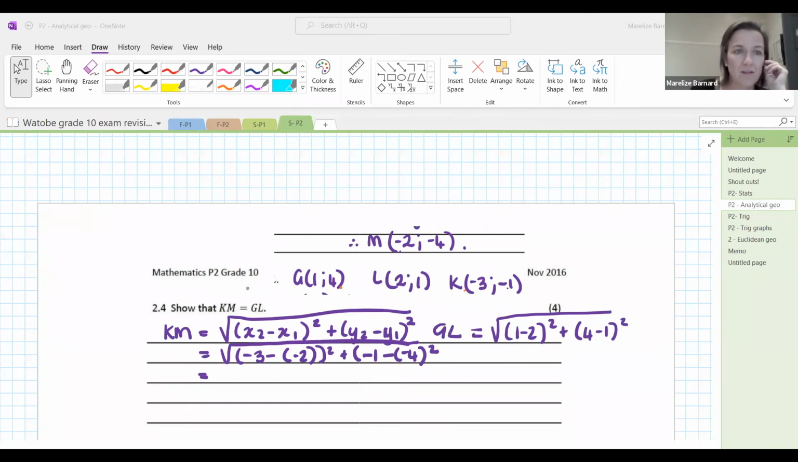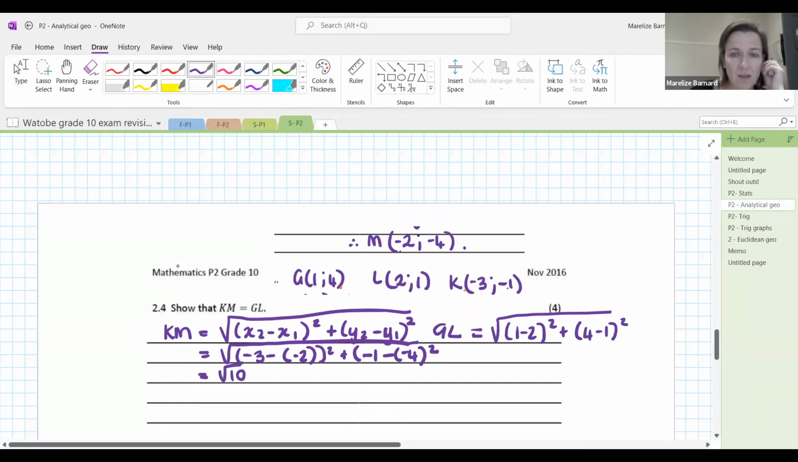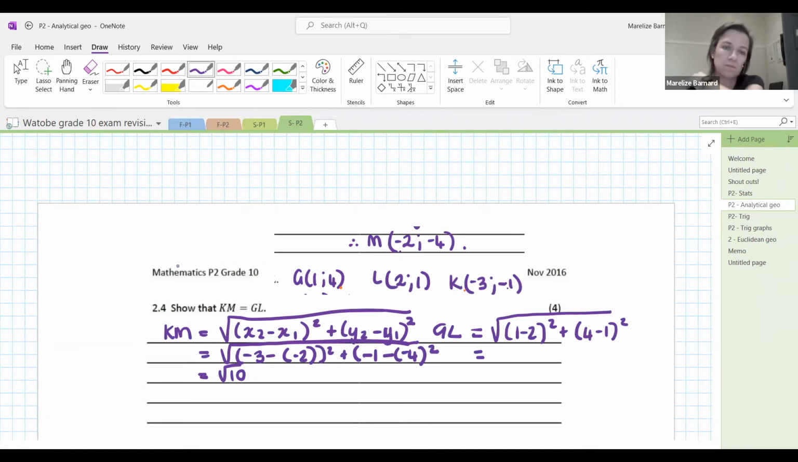Oh, here's one on chat. Untatile says square root 10. That's good, thank you. And what do you get for GL? Sipo says square root 10 as well. Good stuff.